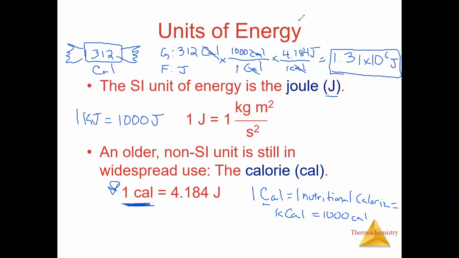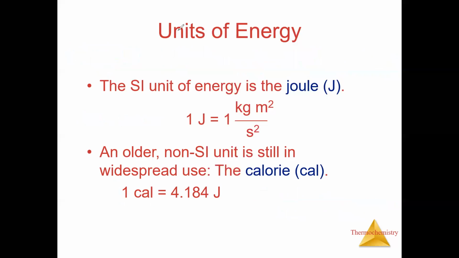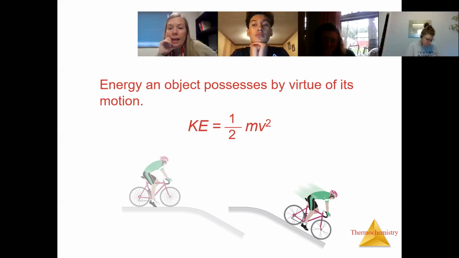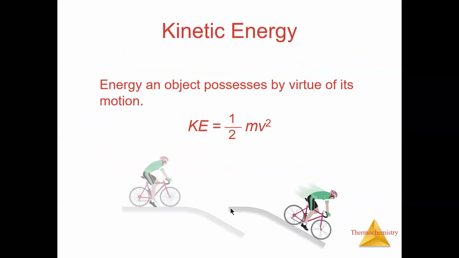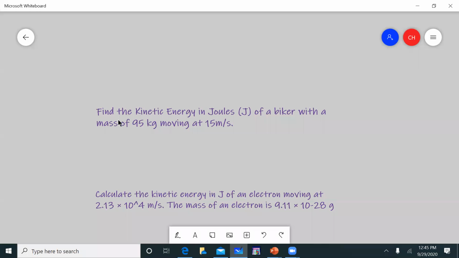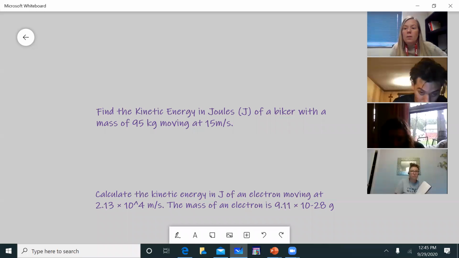Okay, so let's go to the previous slide and play around with that equation now that we've got a little better grasp of the units. So we've got kinetic energy equals 1/2 mv squared. Again, m, we like that to be in kilograms, and v, we want to have as meters per second. So I've got a couple practice problems set up. I'll do the first one here. Find the kinetic energy in joules of a biker with a mass of 95 kilograms moving at 15 meters per second. I'm going to try and set that one up.